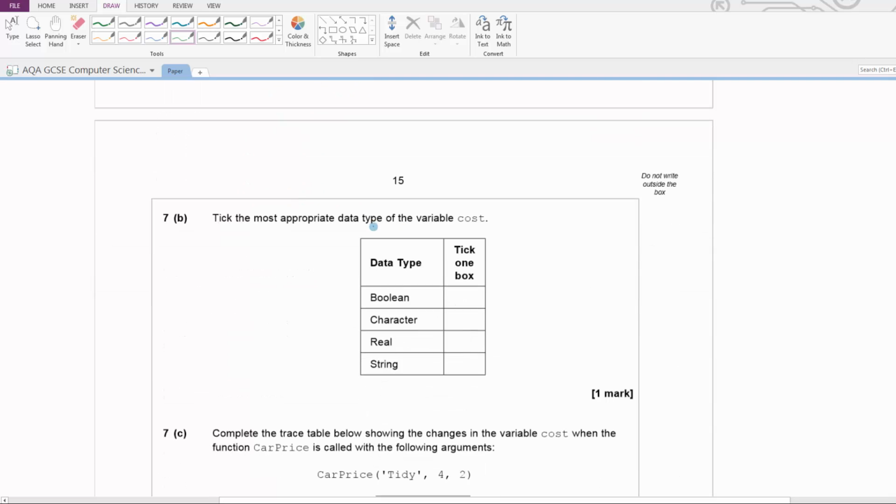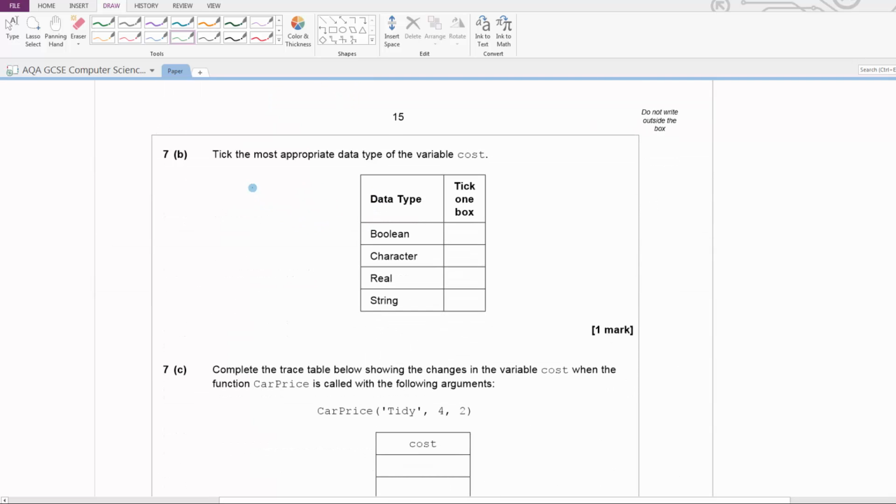Okay. Part B asks us to tick the most appropriate data type of the variable cost. So we're given boolean, character, real, string. Character is just going to be something like a. Usually it's done in single quotes. A real is a decimal number, so something like 1.5. Perhaps it doesn't actually have to be, it could be any number, but it allows it to be 1.5. It allows it to have a fractional part. String is just multiple characters, and boolean that we've looked at earlier is just true or false.